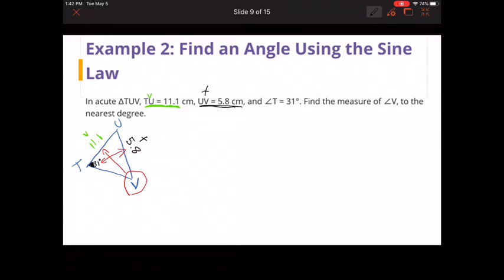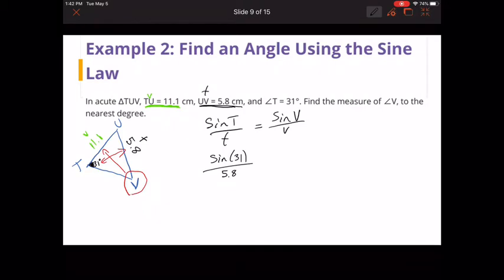Now, because we're trying to find an angle, we're going to put the angles on top. It makes it easier. So sine T over t is going to equal sine V over v. Big T is 31 degrees, little t is 5.8 centimeters. Big V is what we're trying to find, and little v is 11.1 centimeters. So now we rearrange our formula.